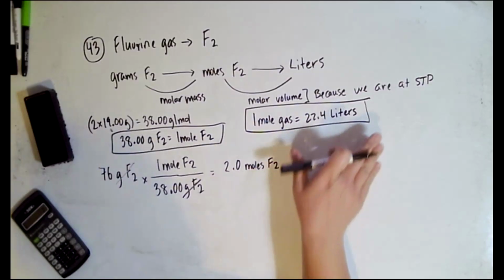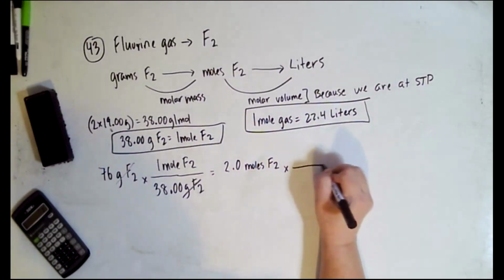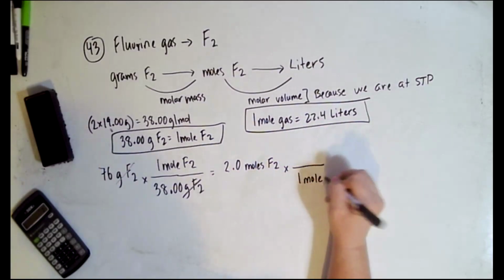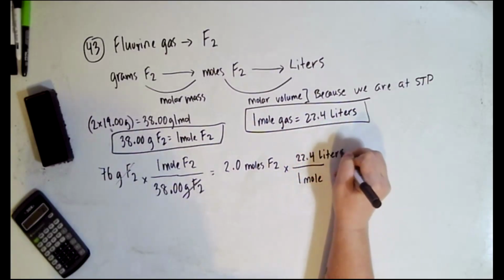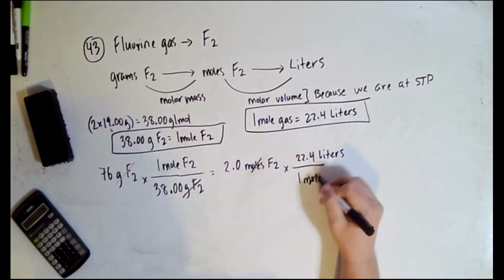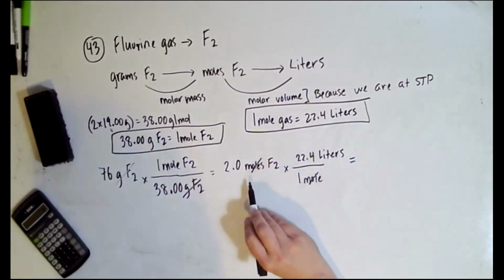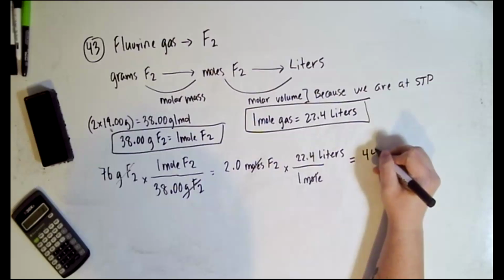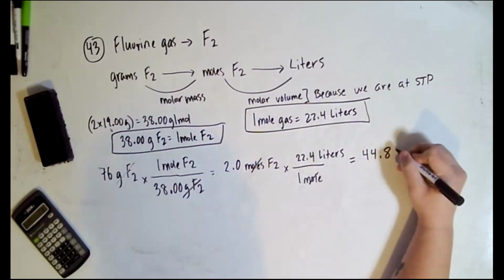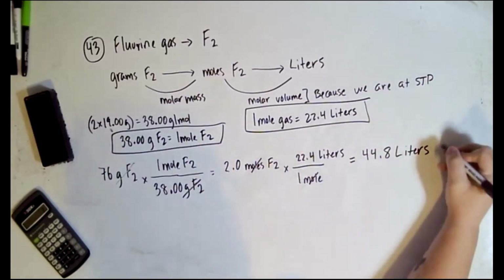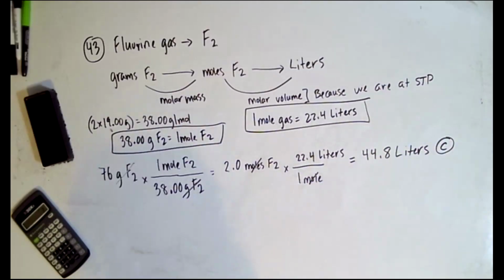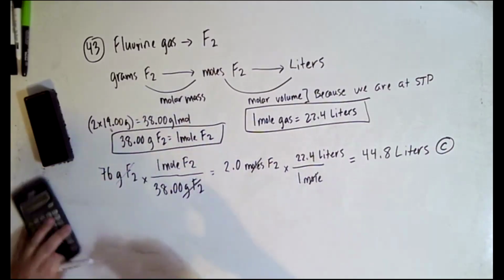And now in our second step, we'll use our molar volume to turn that into liters. So we know that every 1 mole of any gas is going to be 22.4 liters. So our mole unit cancels out. So if we have 2 moles of gas, we're going to end up with 44.8 liters of gas, which is answer choice C on our worksheet. All right.